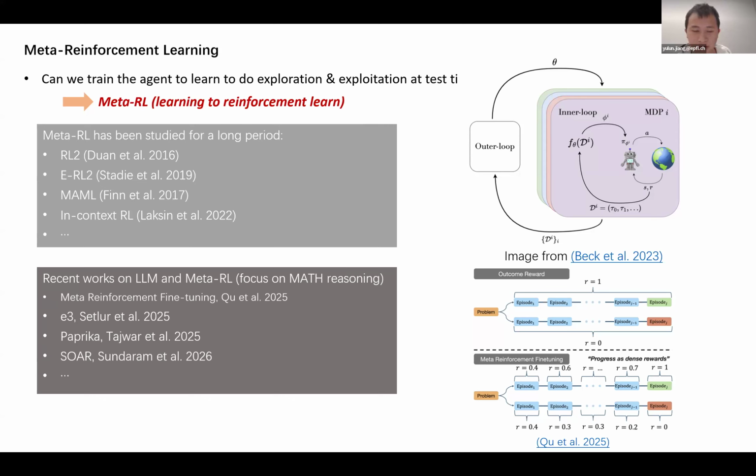So different from them, here we focus on the meta RL framework of how to train agents that can actively interact with the environment to gain observations and use those observations to adapt to the environment. So we present a framework called LaMer for training this kind of behavior.